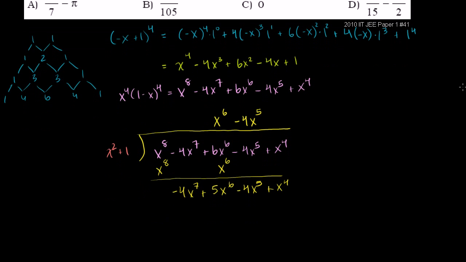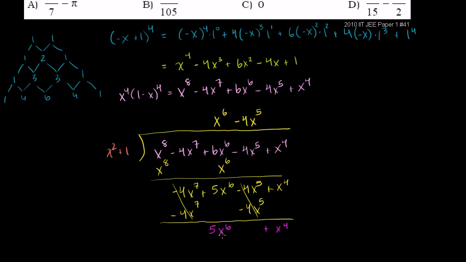Let's scroll down a little bit. Negative 4x to the 5th times x squared is negative 4x to the 7th. Negative 4x to the 5th times 1 is negative 4x to the 5th. Now we subtract this from that. These cancel out, and we are left with 5x to the 6th plus x to the 4th.